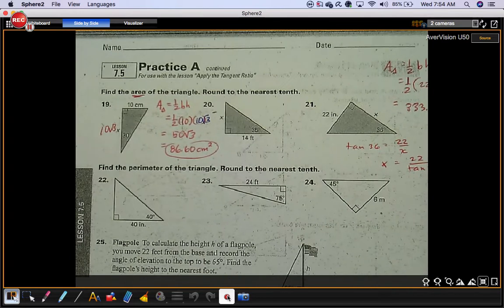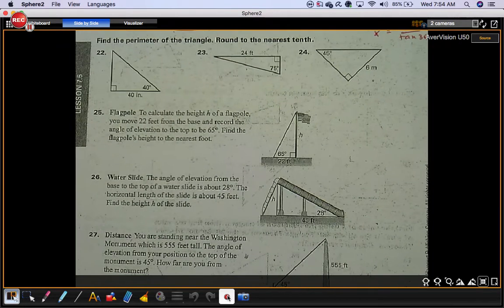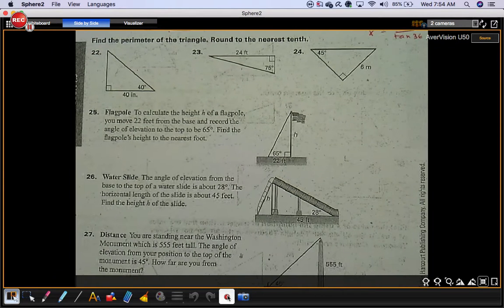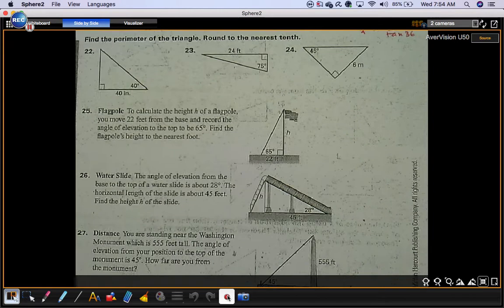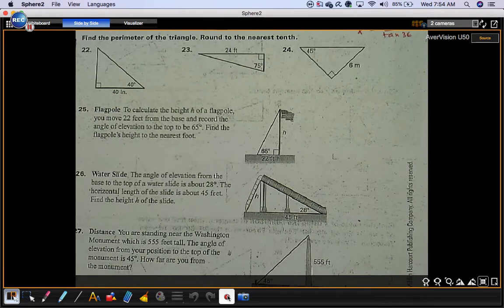This is section 7.5, practice A. We're going to look at numbers 22 through 24. We're going to find the perimeter of the triangle. We're going to round to the nearest tenth. This presents a few issues.